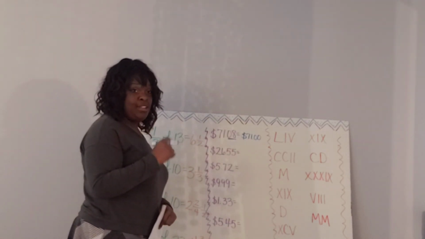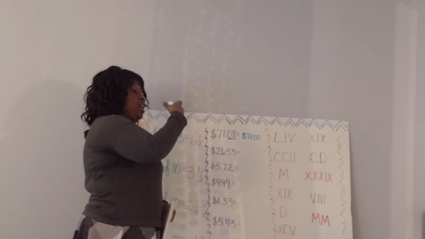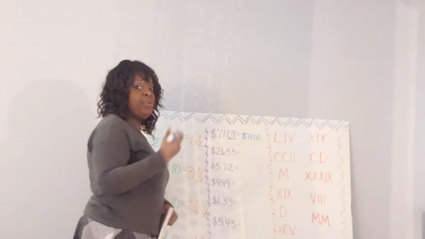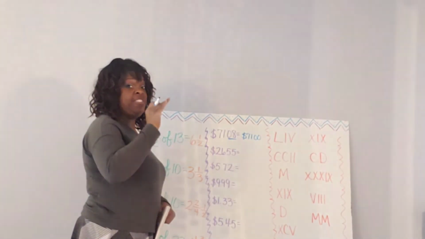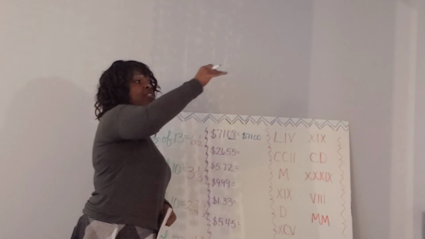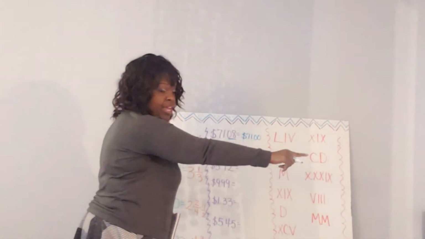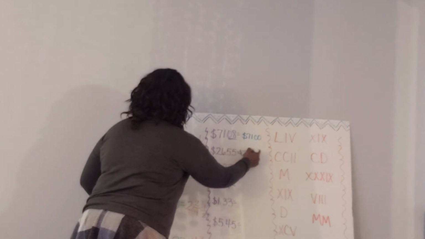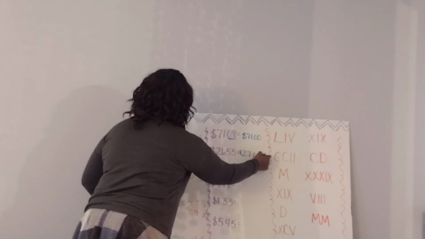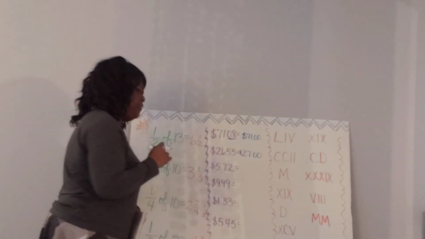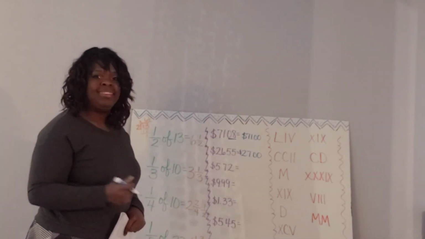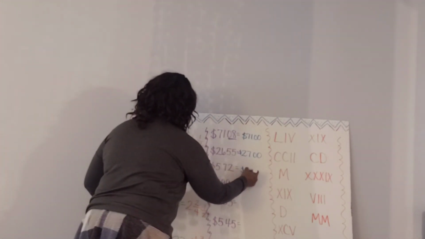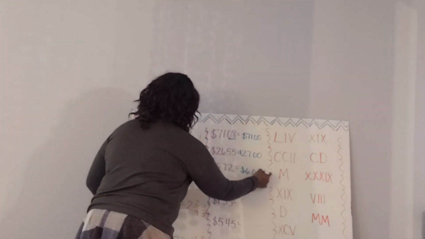$26.55 to the nearest dollar. Is it going to be closer to $26 or closer to $27? And we know that if it's over 50, then it's over the hill and it's going to the other side. So this one is going to be, yes, $27. Super. What about $5.72? Yeah, that's way over 50. So definitely that's going to go up to the next dollar, which is $6.